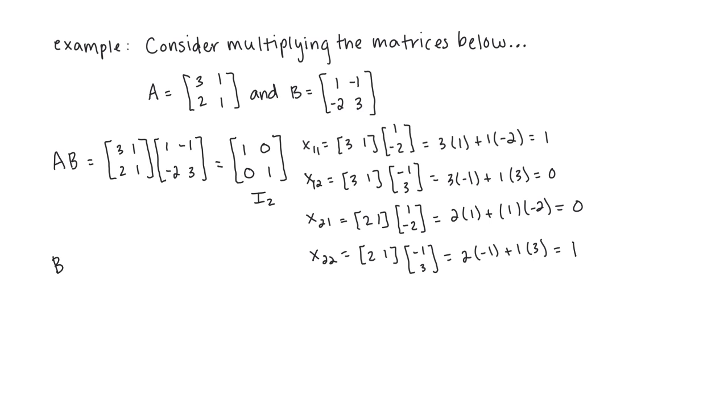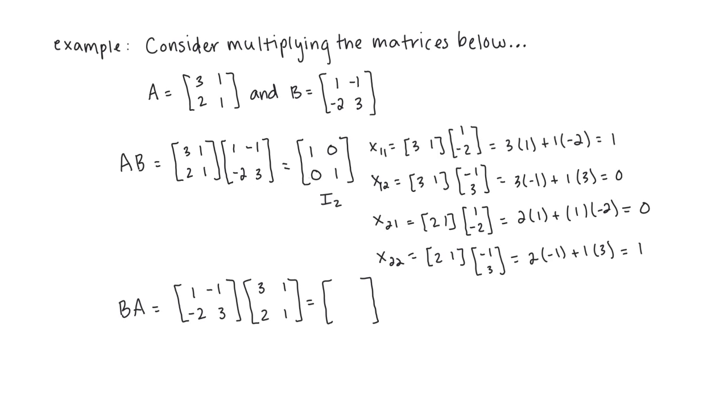Let's see if the same thing happens when we multiply these two matrices in the other order. Upon multiplying the matrices B and A, with B on the left and A on the right, we see again that we end up with the 2 by 2 identity matrix. What that says about the relationship between the matrices A and B is that they are inverses of each other.